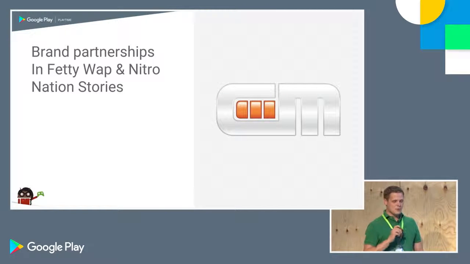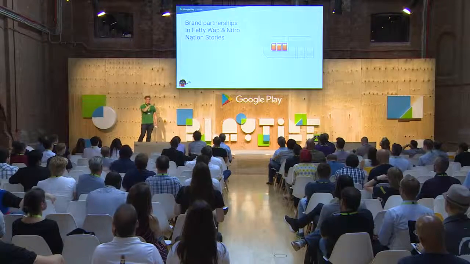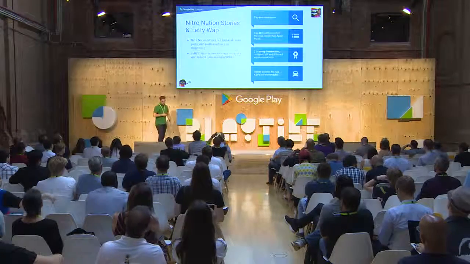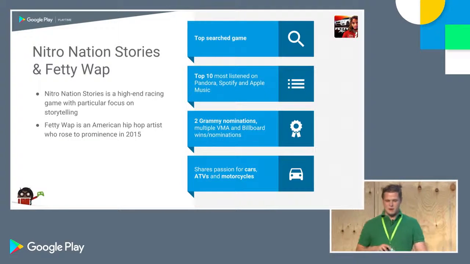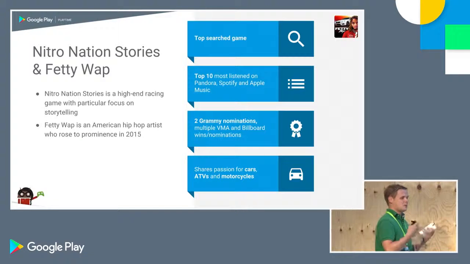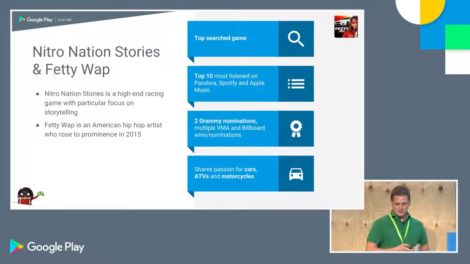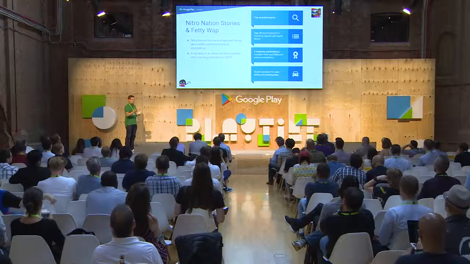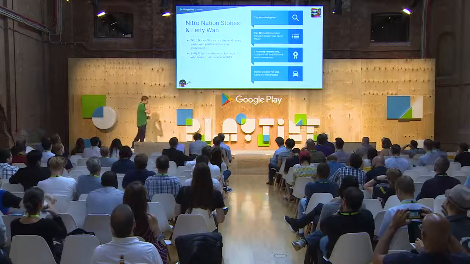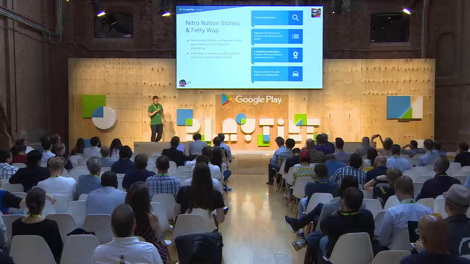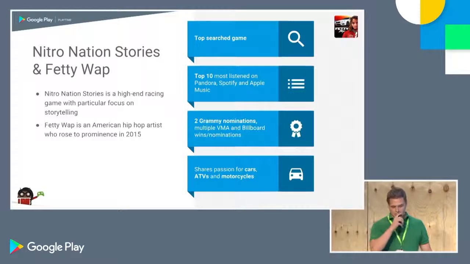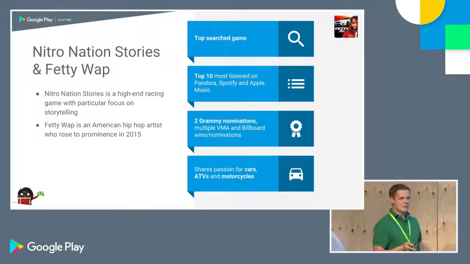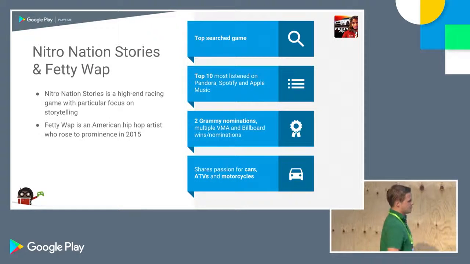Let's start with a question. Who knows Fetty Wap? Yeah, that's like 2. That's usually the answer I get in Europe. Well, let's quickly look. Who is Fetty Wap? Fetty Wap is an American hip-hop artist who rose to lots of publicity in 2015. He has a YouTube channel with like 1 billion views. He has songs like Trap Queen, 679. He works with David Guetta, with Sia, with Drake, so definitely lots of big names. And he's among the top 10 most listened artists on Pandora, Spotify, and Apple Music. He's been nominated for 2 Grammy nominations already, multiple VMA and Billboard Awards.